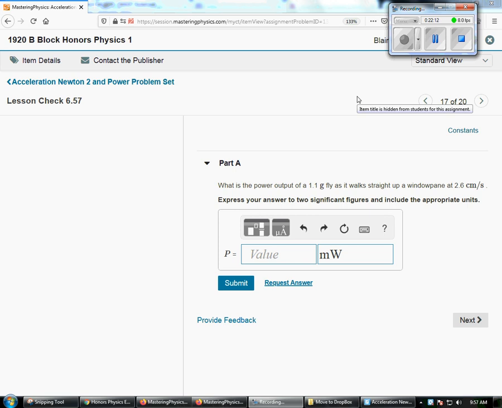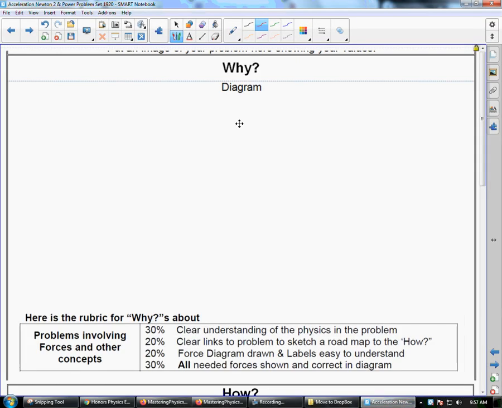All right, so we're going to go over 17, which has the power output of a 1.1 g fly. What's that g stand for? Grams. Should we keep the mass in grams? No, we should put it in kilograms. And it walks straight up the window pane at this many centimeters per second. Ooh, we've got to convert that to meters per second. And because they tell us it's moving at that constant speed, I know it's not accelerating. It's one of those kind of hidden things in there. And that's exactly why this one is, again, a diagram and an explanation.